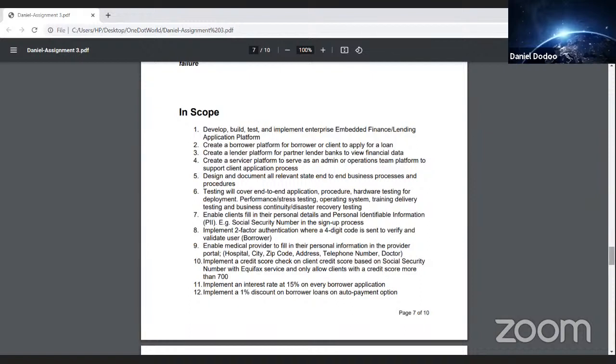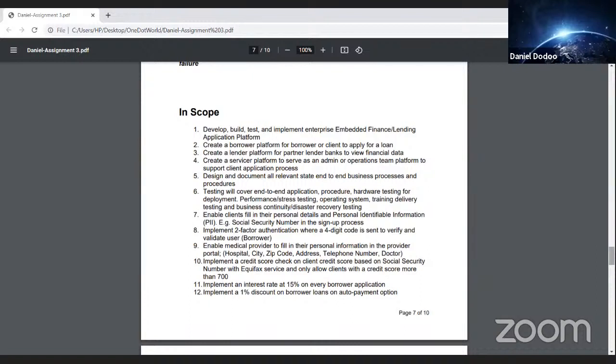Our very next in-scope feature is to enable clients to fill in their personal information and personally identifiable information. The information that is required here is the social security number in the sign-up process. Our decision on the loan process will be made on the data that is going to be pulled from this social security number.